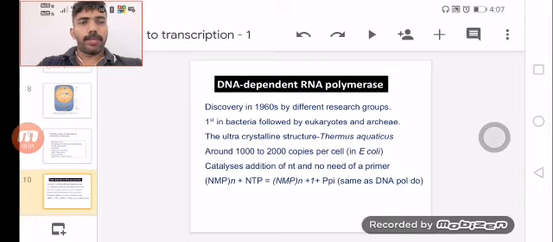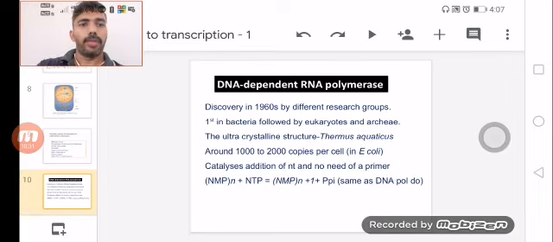So let's move to the content. The first thing we'll be discussing is the DNA dependent RNA polymerase. This polymerase enzyme was discovered in the 1960s. In the beginning of the 1960s, it was first isolated from bacteria, followed by eukaryotes and archaebacteria. The ultrastructures are also available from different organisms, and the number of copies is also pretty high in the prokaryotic system.